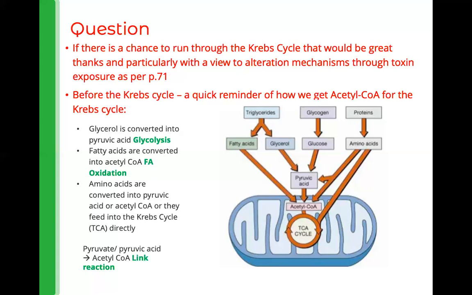Please don't worry. A couple of the things I put in is just the big picture here. We use basically your macronutrients, your lipids, your carbohydrates and your proteins to make energy. Of course, they're broken down into different steps. So for example, we have glycolysis, we have fatty acid oxidation. Then we need to bring pyruvic acid or pyruvate down into acetyl coenzyme A, and that's the link reaction.